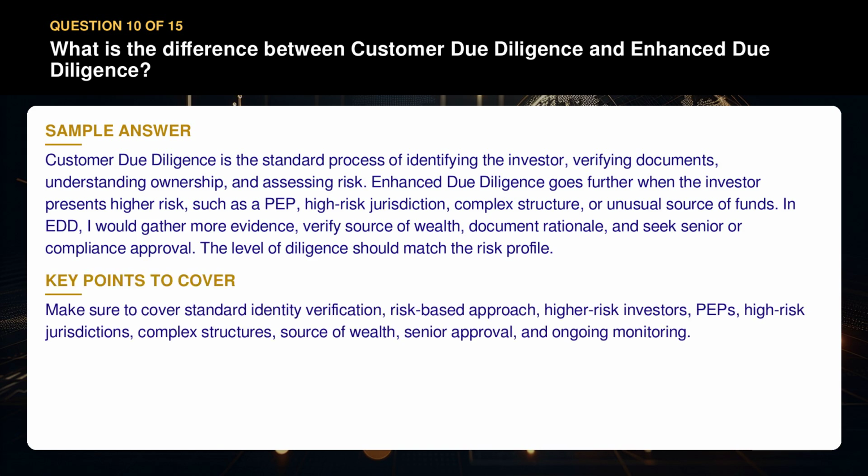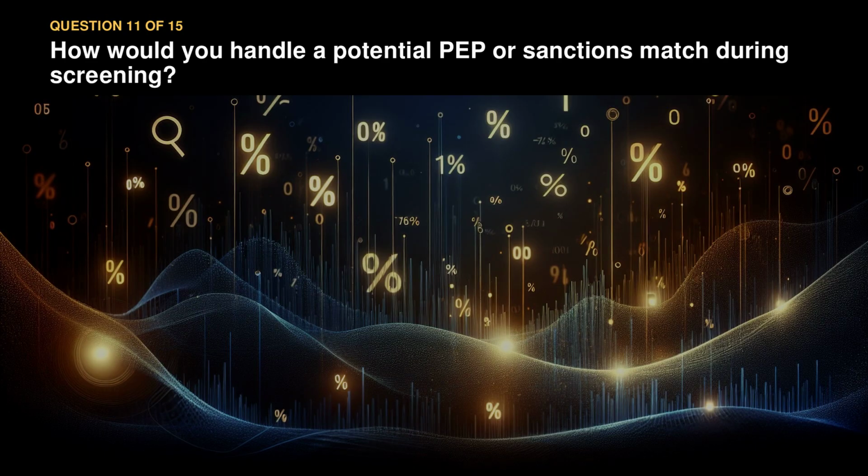Make sure to cover standard identity verification, risk-based approach, higher-risk investors, PEPs, high-risk jurisdictions, complex structures, source of wealth, senior approval, and ongoing monitoring.